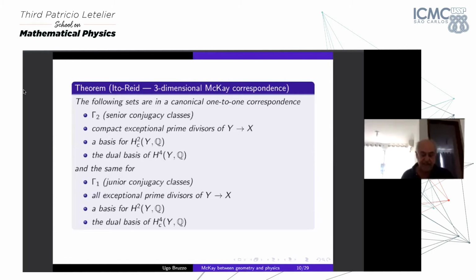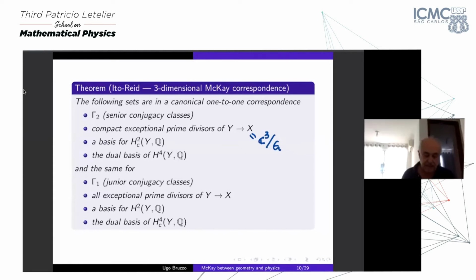And the theorem says the following, that there is a one-to-one correspondence between, for instance, the set of senior conjugacy classes and the compact exceptional prime divisors of the resolution of singularities. Here, just to confuse ideas, I changed the notation. And the reason, of course, is that I'm taking slides from different sources. I'm sorry for that. X is the singular quotient, and Y here is the resolution of singularities.